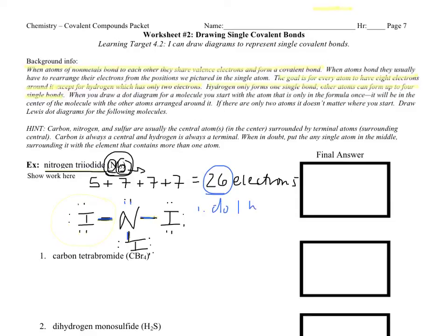Oops. Do I have 8 electrons? You should be writing this down. Sorry, it's hard to read my handwriting. Do I have 8 electrons around each atom?